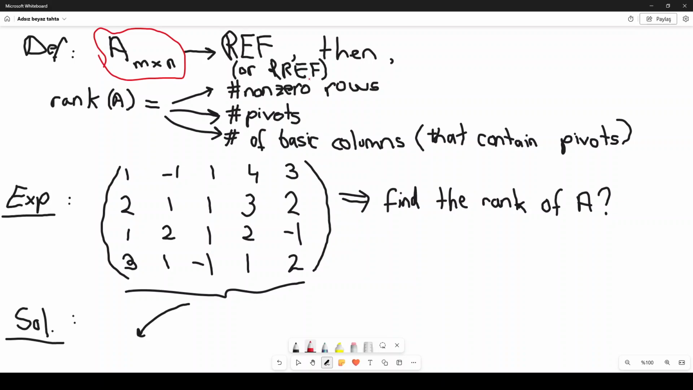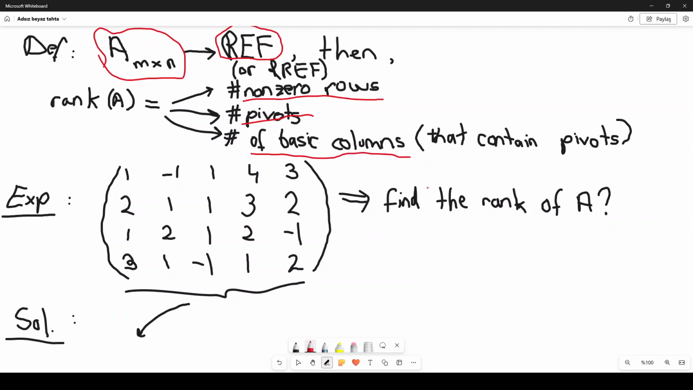Okay, and the first thing is that after we reduce this matrix into either reduced row echelon form or row echelon form, where REF in capital letters represents the row echelon form, whereas RREF represents reduced row echelon form, then the rank of matrix A is said to be the number of non-zero rows, or the number of pivots or pivotal positions, or the number of basic columns.